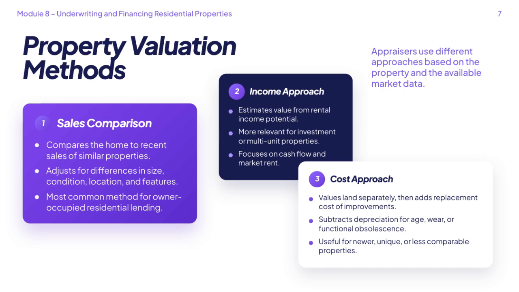This one compares a home to recent sales of similar properties, making adjustments for differences like size, condition, location, and features. It's the most common method used for owner-occupied residential lending because it reflects current market conditions.